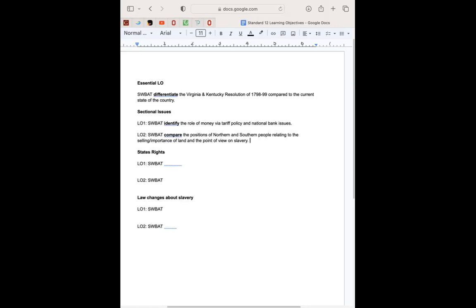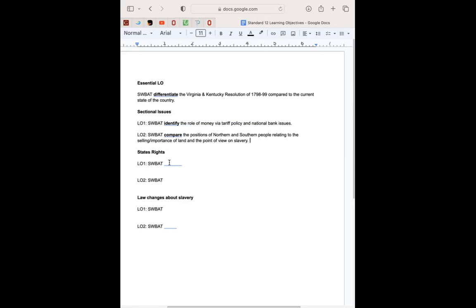It covers history. So you're going to want to make sure that your students can compare the different positions that people had on these things as it relates to the sectional issues. All right. So moving into the middle, the states' rights. So making sure, again, that essential learning objective with the Kentucky and Virginia resolution. And you mentioned that with states' rights as well, to make sure that they understand how the federal government and state government has evolved from that time period.